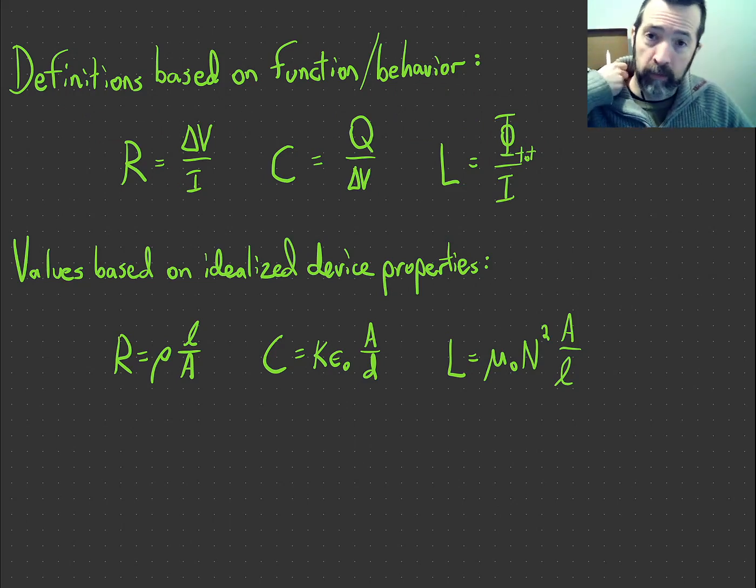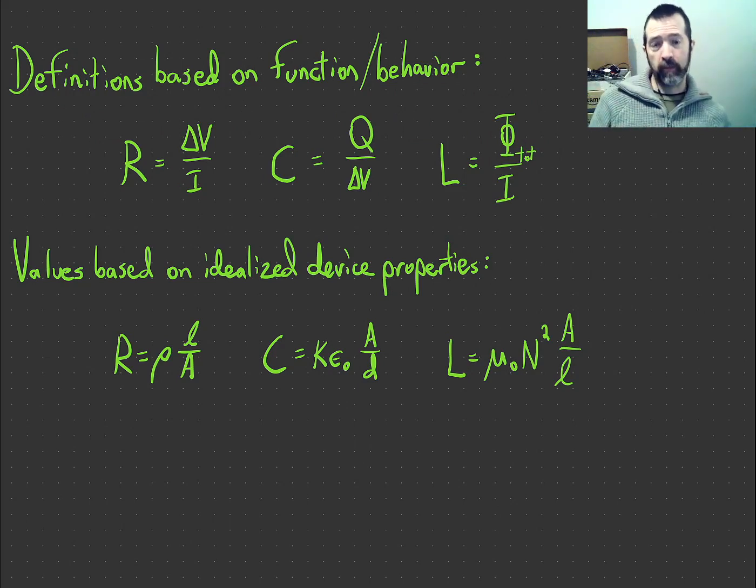And then below, I have a set of formulas which are based on particular device designs, idealized device designs. So for resistance, this formula is about the resistance basically of a wire of some sort. You need to know the resistivity, rho, of the stuff that you made the wire out of. It's a material property that you would look up in a book somewhere. And other than that material property, it's just physical measurements. How long is it? How wide is it? And you can calculate a resistance based on that as well.